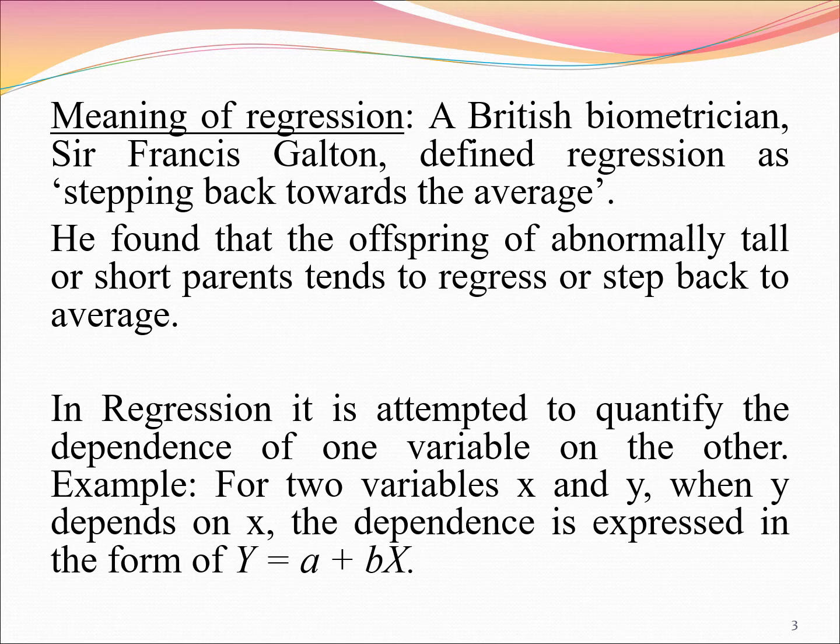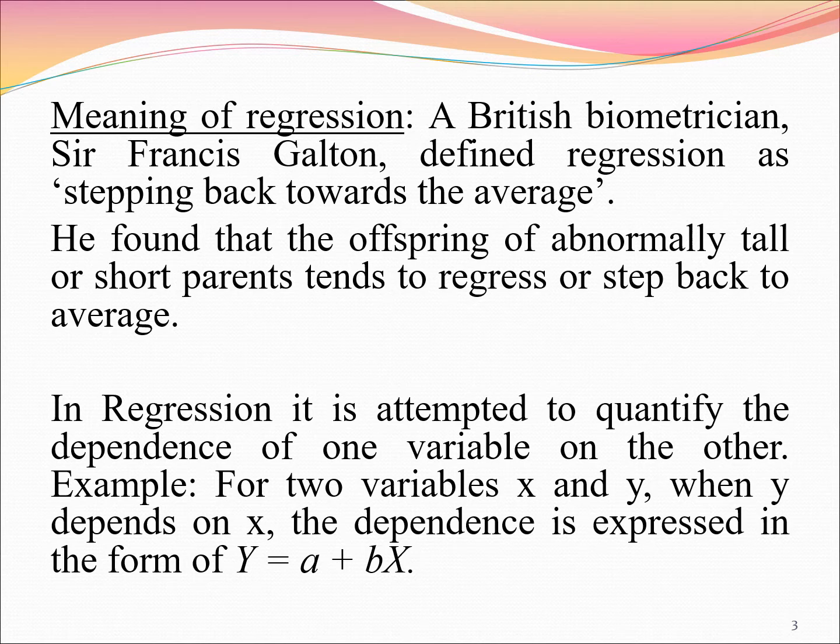Sir Francis Galton, a British biometrician, defined regression as stepping back towards the average. While studying, he found that offsprings of abnormally tall or short parents are of average height. They tend to regress or step back to the average values. They are not abnormally tall or short.